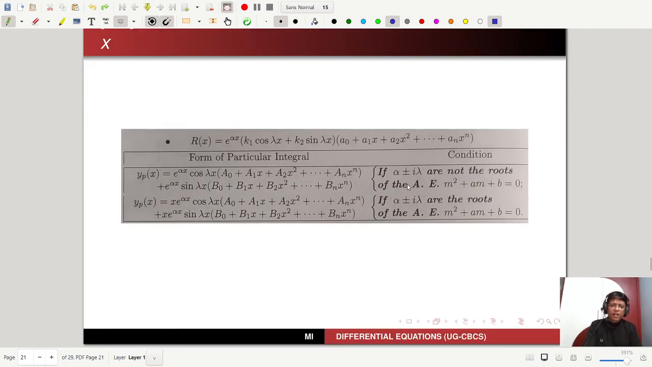So look at that. If alpha plus or minus i lambda are not the roots of the auxiliary equation, then you have a simple case. So e to the power alpha x cos lambda x and the polynomial in x, and plus e to the power alpha x sin lambda x and the polynomial in x.